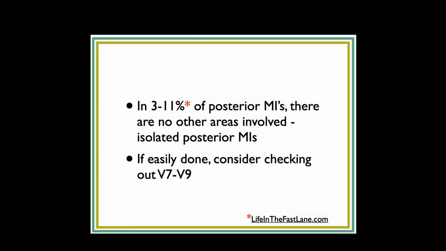Okay, so this is really the only additional thing today that I've said before, but I really want to emphasize it: typically posteriors come with an inferior, but the most missed STEMIs are isolated posteriors. And that makes sense, right? Because we think it's only there with an inferior. And I'm not talking about paramedics, I'm just talking in general, that the isolated posteriors are missed. So in 3 to 11% of posterior MIs, there's no other area involved, so isolated, okay?